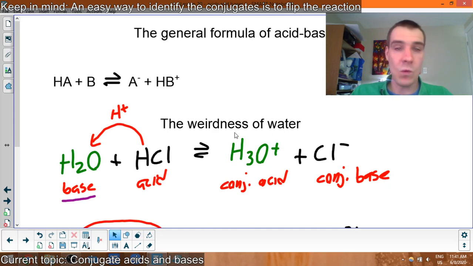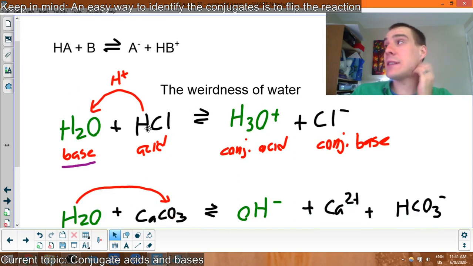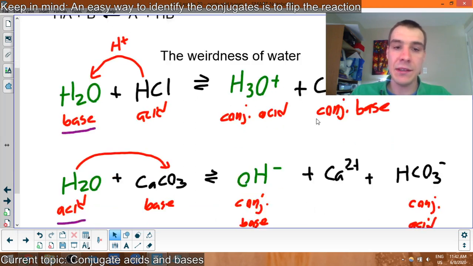Let's talk about water. Water being weird. Here's an acid, HCl. Here's water. The H goes to the H2O, making H3O plus. That means water is absorbing the H plus, it's being a base. The HCl is being an acid in this reaction. Fair point, fair enough, right? Which means we have a conjugate base of Cl minus.